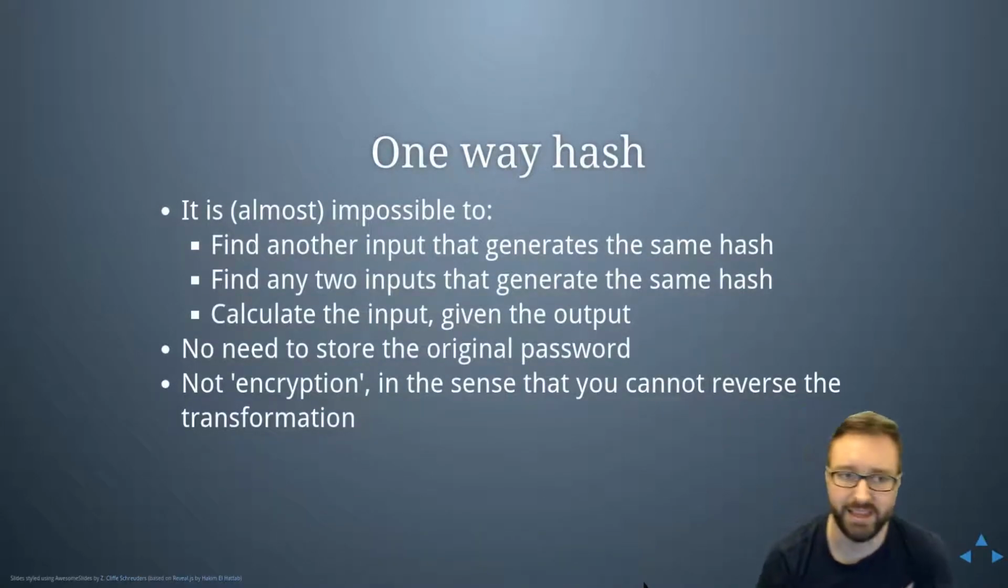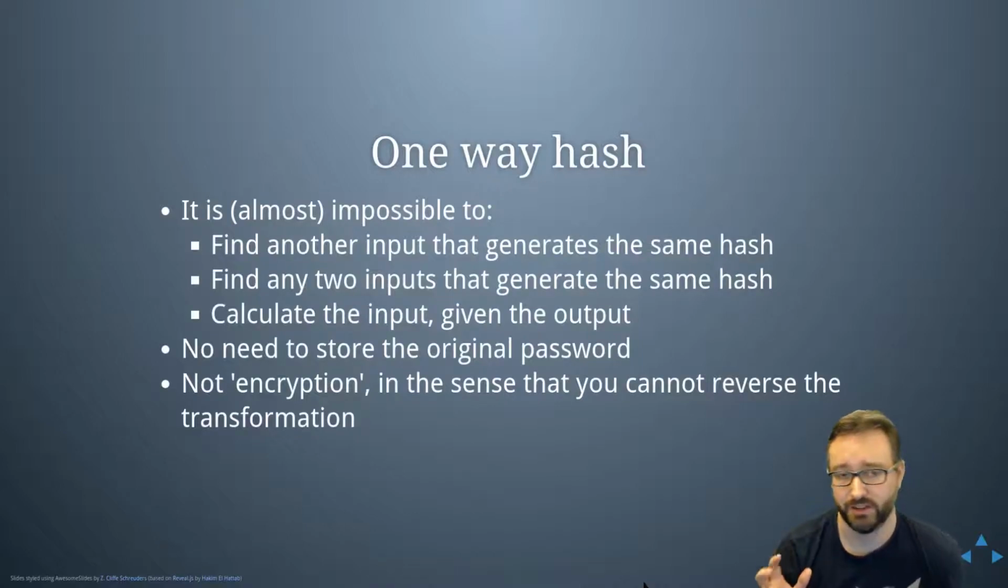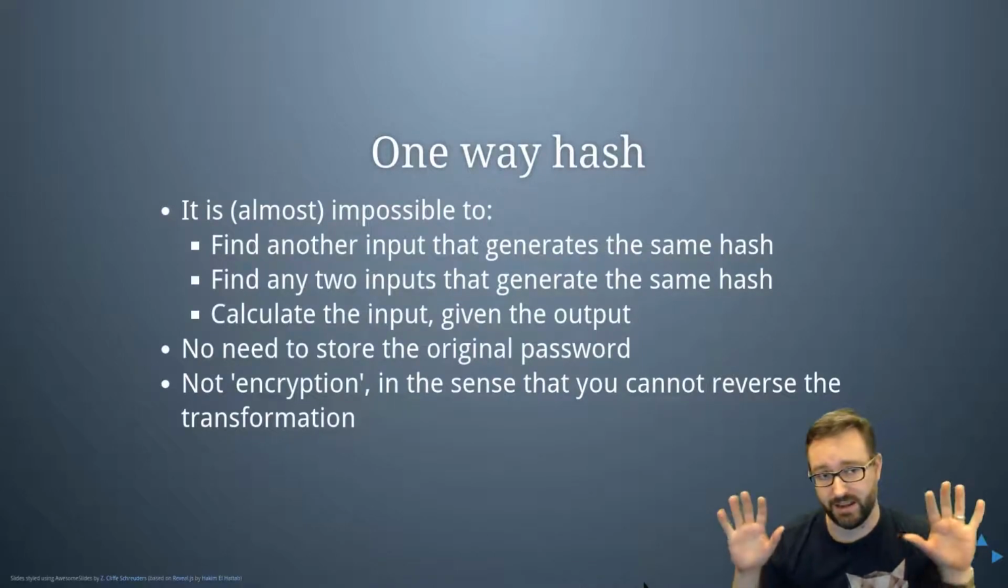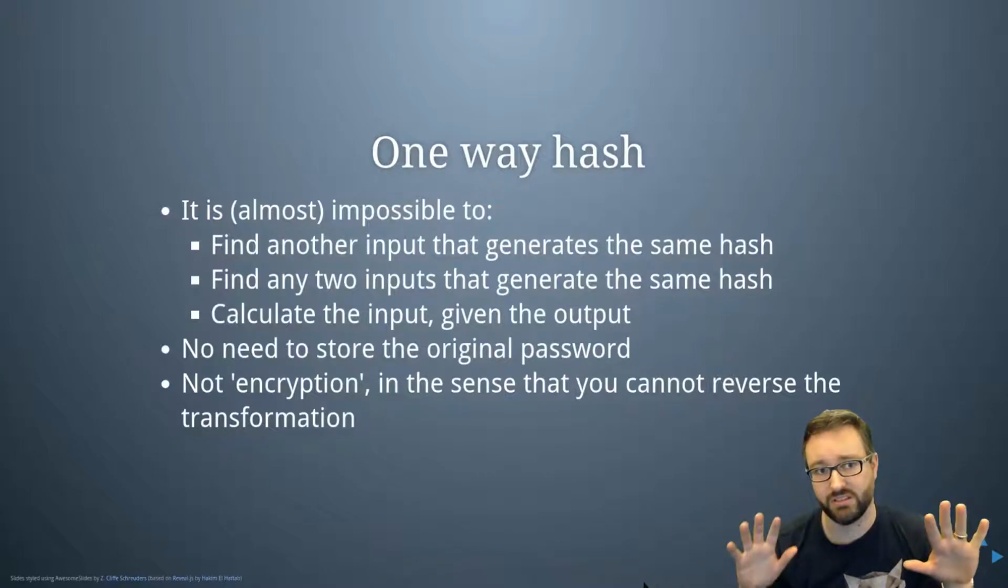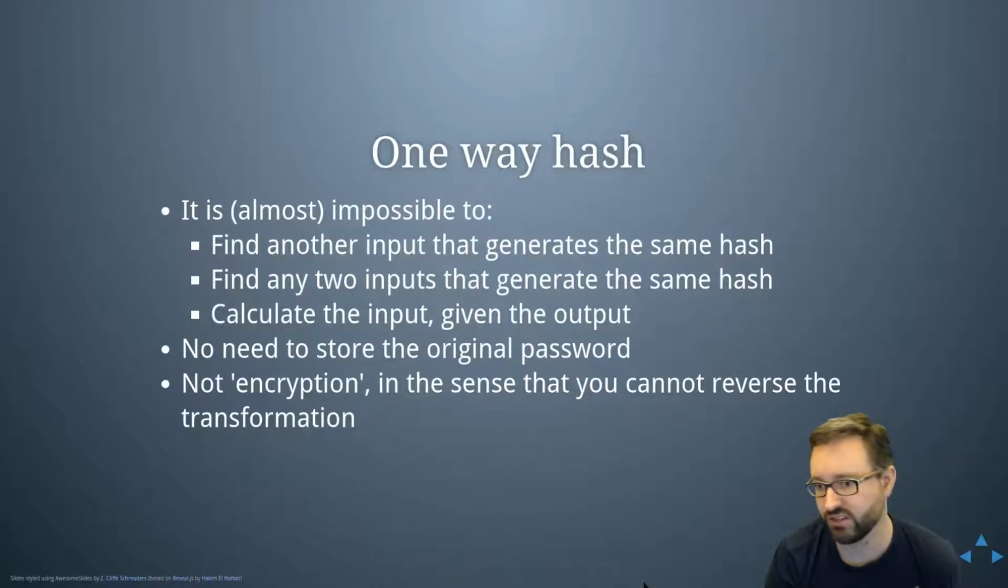It should be almost impossible to find another input that generates the same hash, or any two inputs that generate the same hash. If you can, then that's known as a collision. Two different inputs that produce the same hash is a collision, which is bad in terms of cryptographic one-way hash functions.